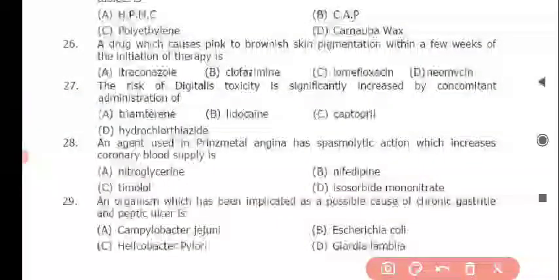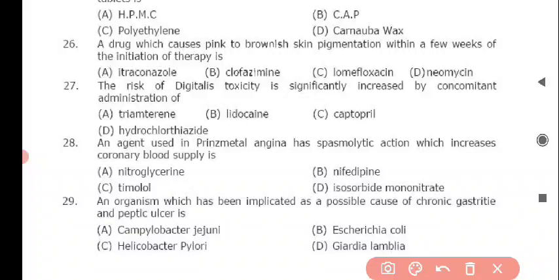Next question is a drug which causes pink to brownish skin pigmentation within a few weeks of the initiation of therapy is, and the correct answer is option B, clofazimine. Next question is the risk of digitalis toxicity is significantly increased by concomitant administration of, and the correct answer is option D, hydrochlorothiazide.